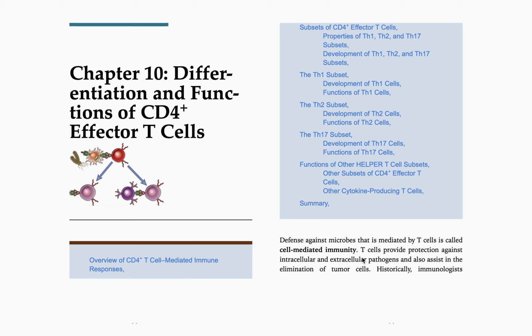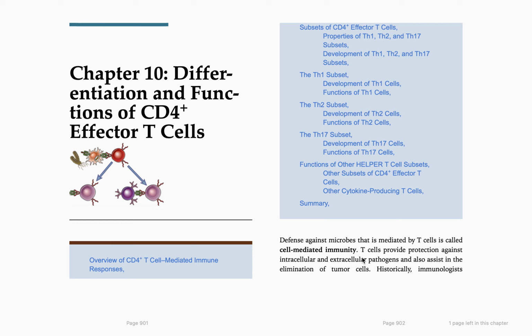We look at the T helper 1 subset, development of T helper 1 cells, function of T helper 1 cells. We'll look at the T helper 2 subset, development of T helper 2 cells, function of T helper 2 cells. Also the same for T helper 17. We'll look at the function of other helper T cell subsets, other subsets of CD4 plus effector T cells, and other cytokine producing T cells. So without further ado, let us go on.